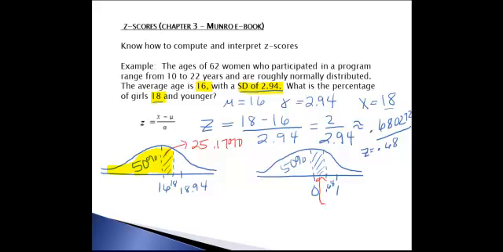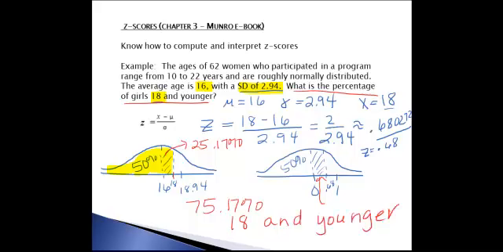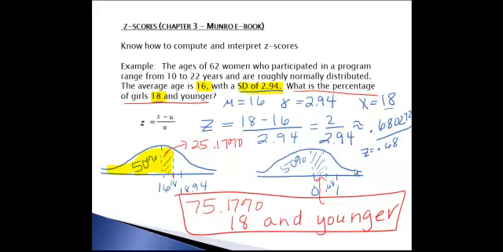So here, what I'm going to do is to figure out what is the percentage of girls 18 and younger. Well, here's 18. So the area of the curve below 18 is 50 plus 25.17. I add those two together and I get 75.17% of the girls are 18 and younger. So that would be my answer. Hope that that one makes sense.